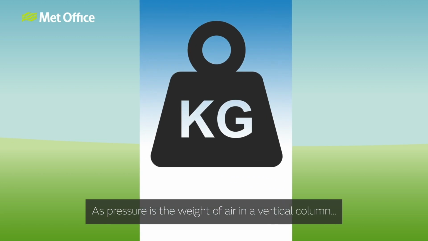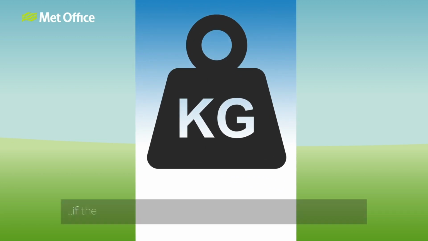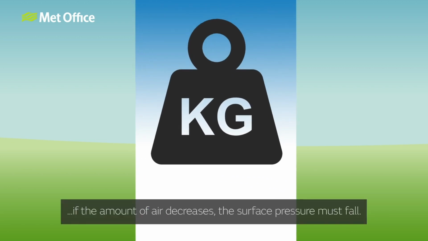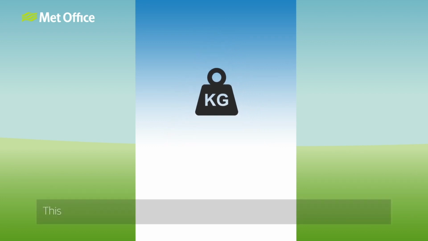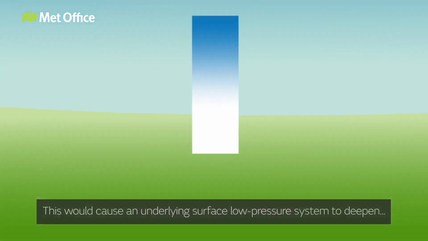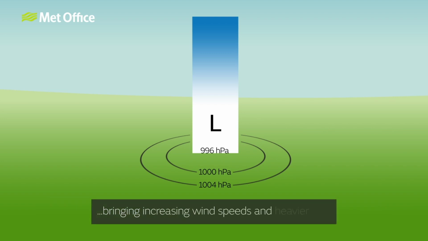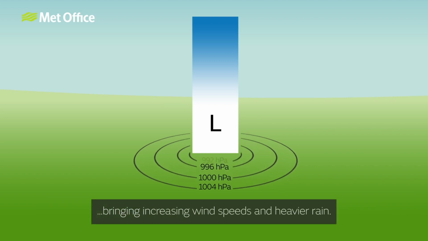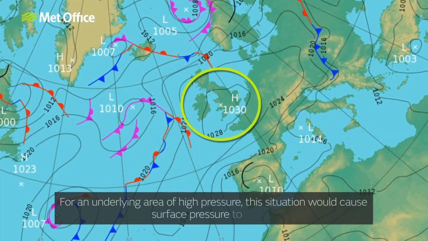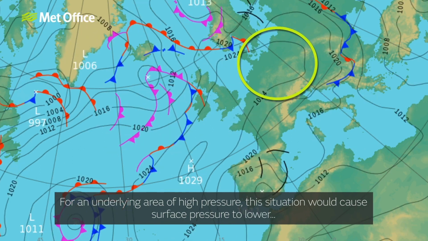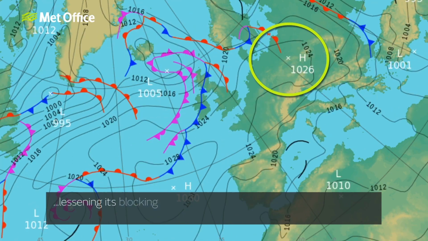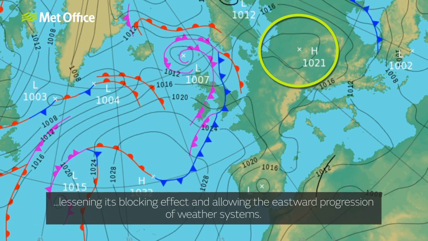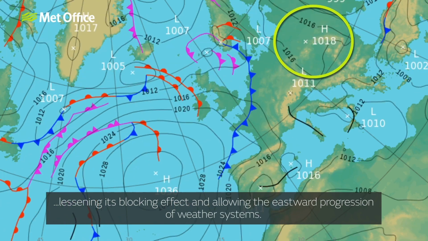As pressure is the weight of air in a vertical column, if the amount of air decreases, the surface pressure must fall. This would cause an underlying surface low pressure system to deepen, bringing increasing wind speeds and heavier rain. For an underlying area of high pressure, this situation would cause surface pressure to lower, lessening its blocking effect and allowing the eastward progression of weather systems.